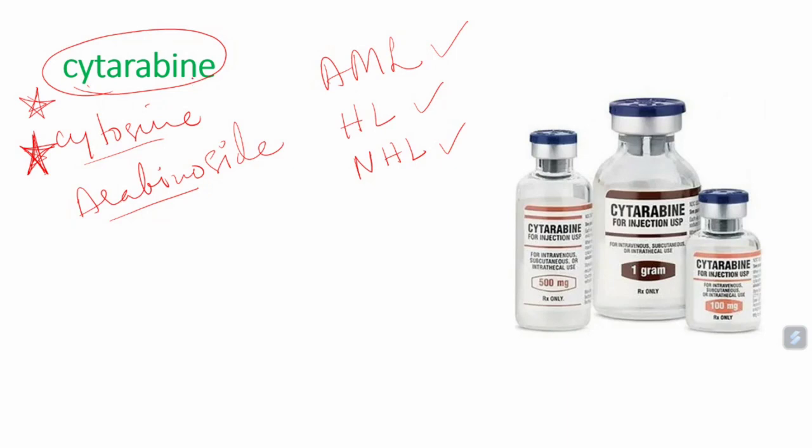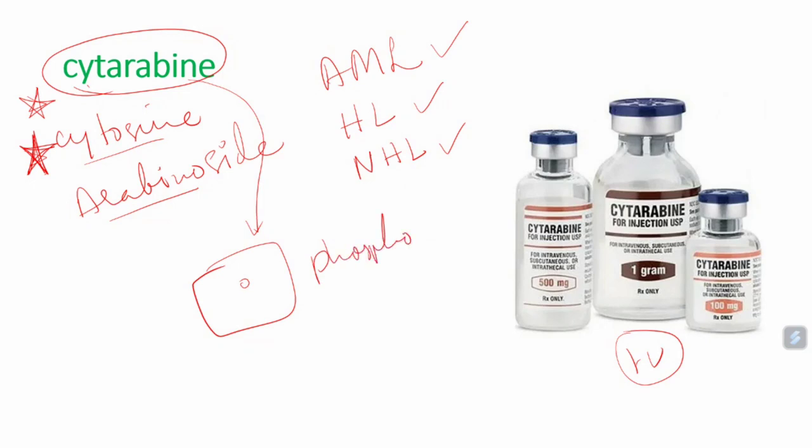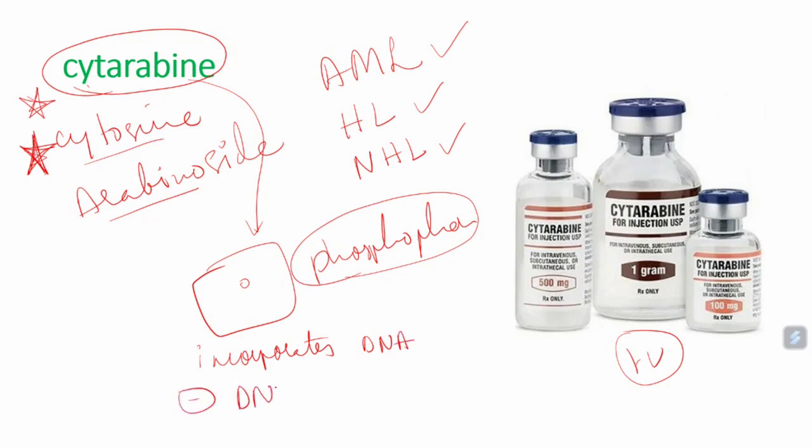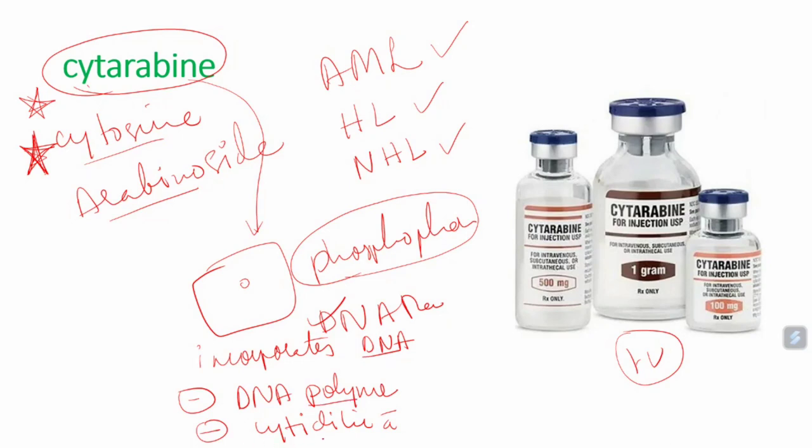Cytarabine is available in IV form, not in oral form, same like 5-fluorouracil. When it is given, cytarabine is phosphorylated in the cells, and this phosphorylated compound has many actions. It incorporates in DNA, and it inhibits the DNA polymerase enzyme, and it also inhibits the formation of cytidylic acid. It interferes with DNA repair. So these are different actions.